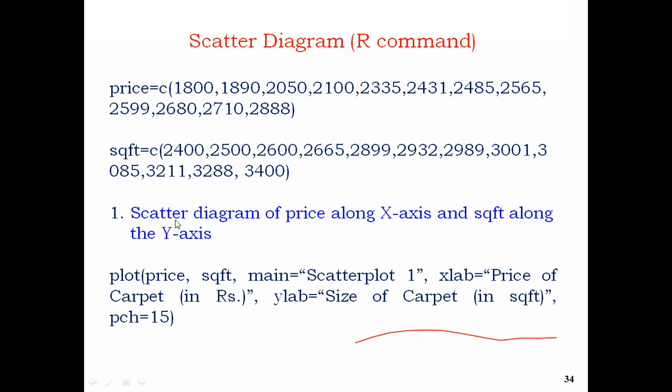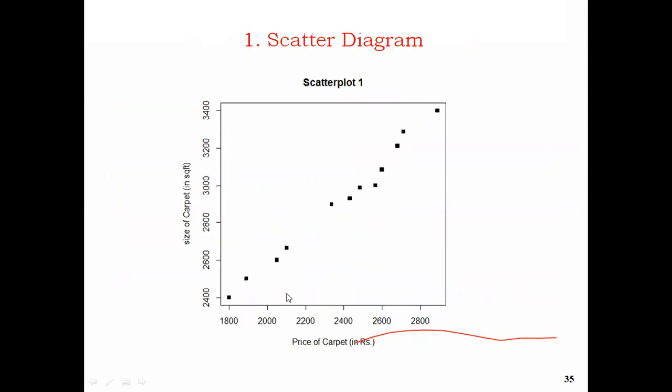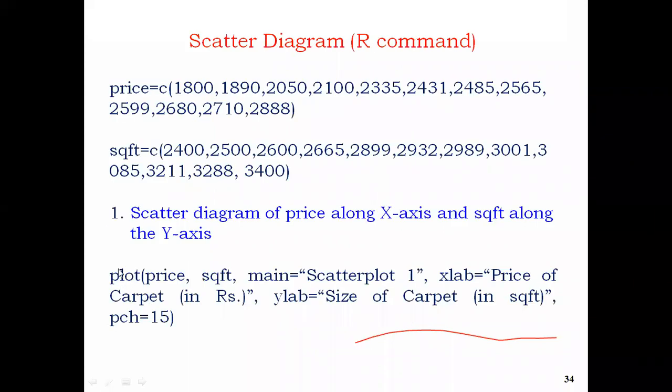So the first scatter diagram I am drawing here is the scatter diagram of price along the x-axis and square feet along the y-axis. So this is your scatter plot one. That means this is the scatter diagram for price of carpet on the x-axis, and on the y-axis we have taken the size of carpet. Now you see how we can draw it: plot price, square feet, the size of the carpet.